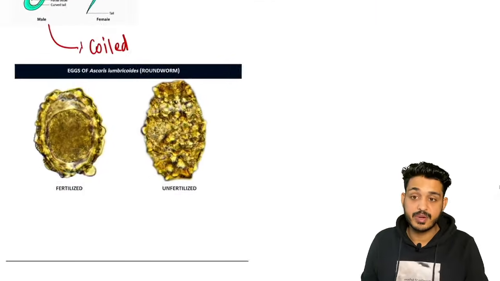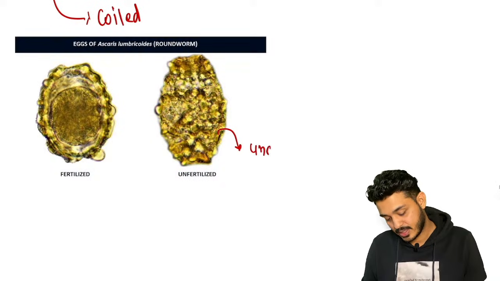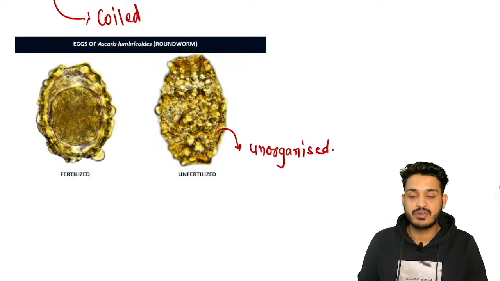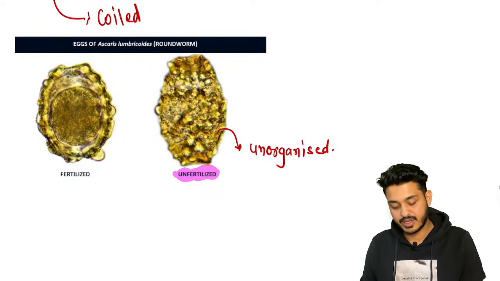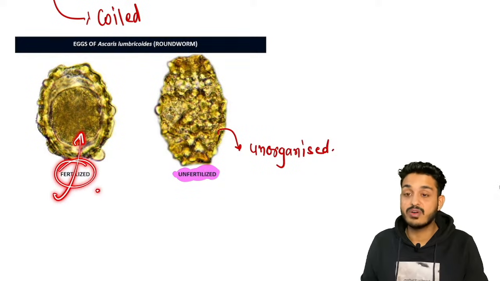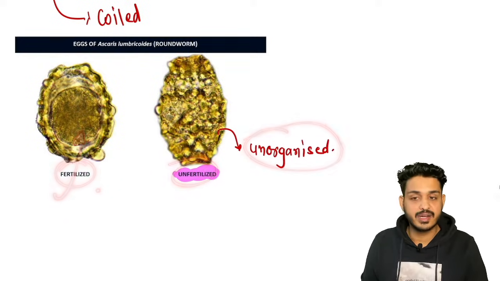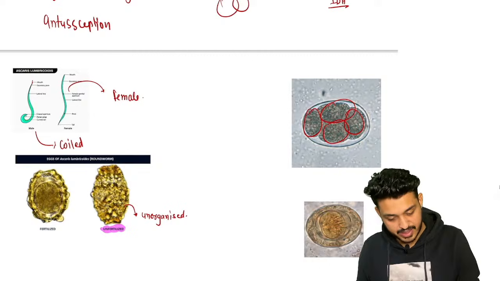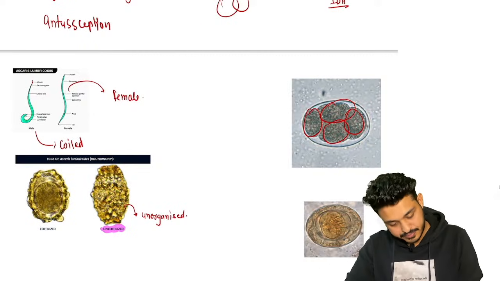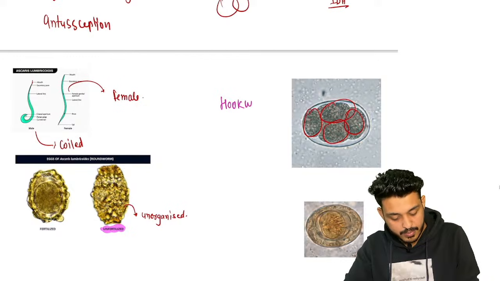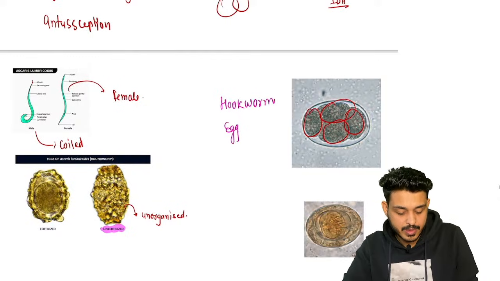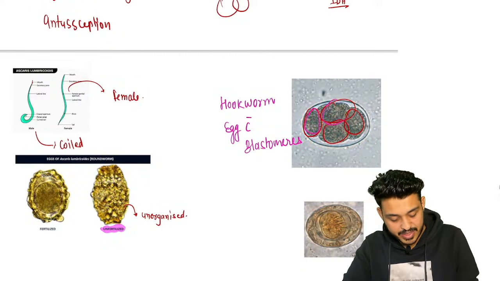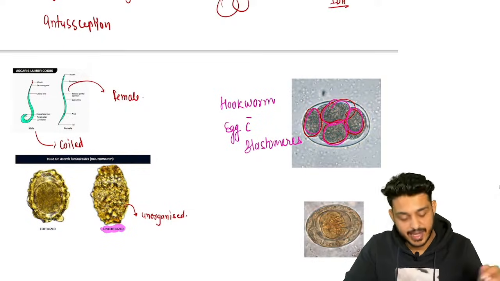The eggs, you need to remember, if they are unorganized, what is this going to be? They have asked this question. Unorganized means unfertilized. Organized means fertilized. Unorganized means unfertilized egg. Okay, this is going to be the egg of hookworm. This is the egg with blastomeres. These segmentations are known as blastomeres.